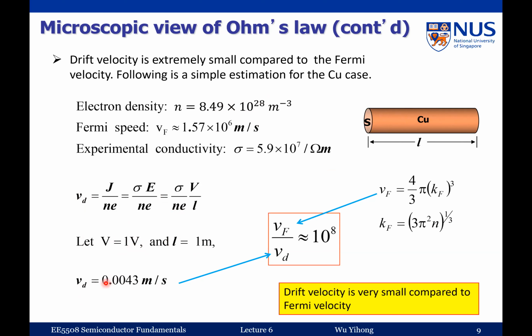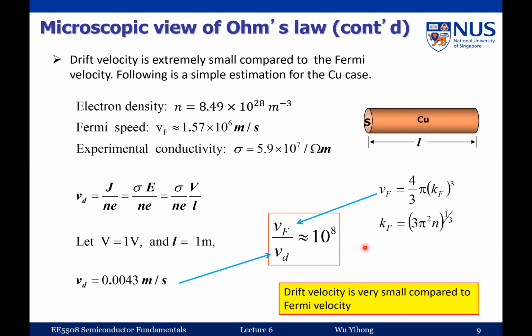Okay. So this Vd, if you compare it with VF, the Fermi velocity, which is given here, right? Then you find that actually the difference is about 8 orders of magnitude. So this means that the electrons on the Fermi surface are moving extremely fast.